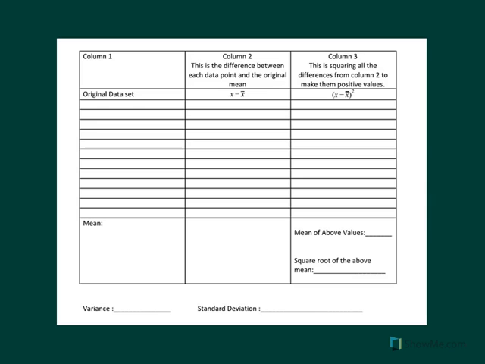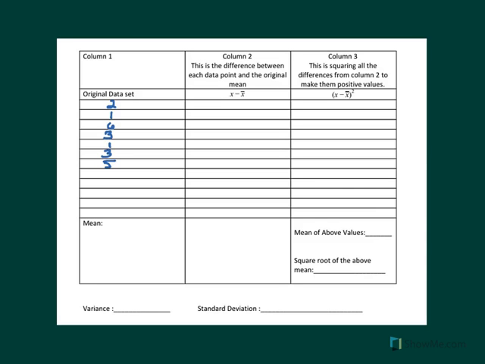Again, if you don't have the chart printed off, you can do it on pretty much any piece of notebook paper. It's just kind of good to organize your steps. So let's go ahead and put this into the chart. So here's our numbers typed into the chart. So we have 2, 1, 6, 3, 1, 3, 5. That was the original data set.